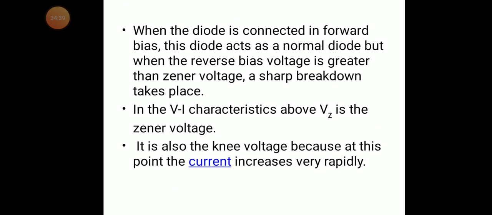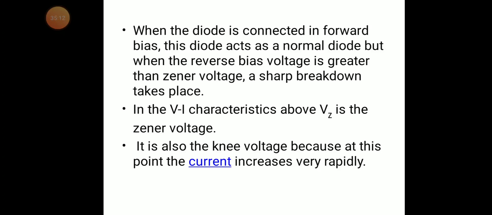You can see like that. When the diode is connected in forward bias, it acts as a normal diode. But when the reverse bias voltage is greater than the Zener voltage, a sharp breakdown takes place, as shown in the VI characteristics.